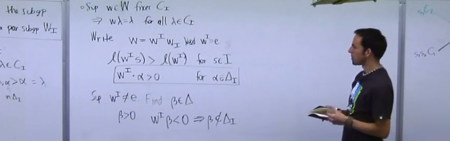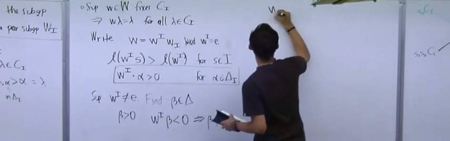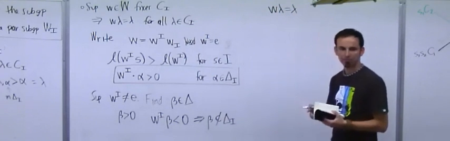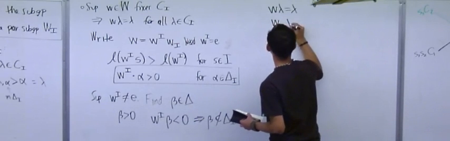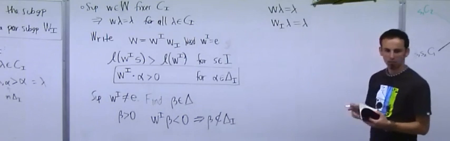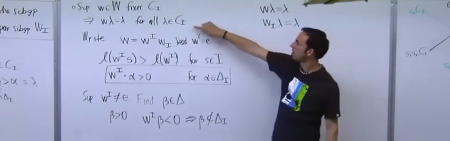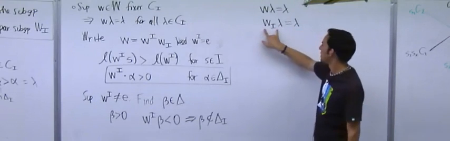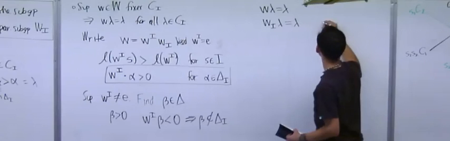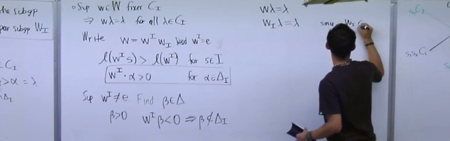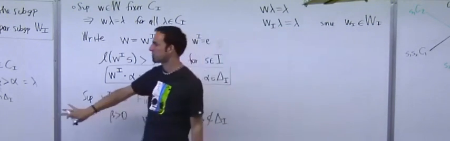So what I'm going to do now is the following. I know that W lambda is equal to lambda by assumption, right? Now, I also know that W sub I of lambda is equal to lambda. And why is that? You see, the thing is that lambda is in Ci, and I already proved that all of W sub I fixes Ci. So because this guy is in the parabolic subgroup, it fixes lambda by this first part of the proof.